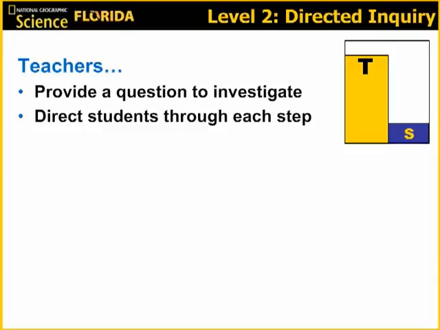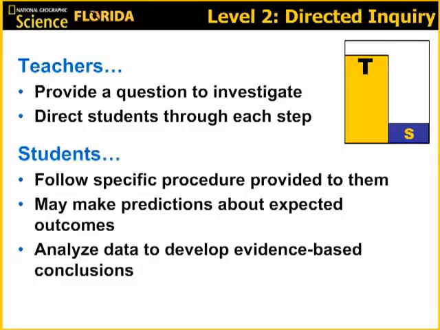With directed inquiry activities, the problem and procedure are given directly, but the students are left to reach their own conclusions. Students are often asked to make predictions about what they believe the outcome of the investigation will be. In this type of activity, students investigate a problem presented by the teacher using a prescribed procedure that is also provided by the teacher. Here, they now have the opportunity to develop their own conclusions by analyzing the data and coming up with their own evidence-based conclusions and recording them in their science notebooks.